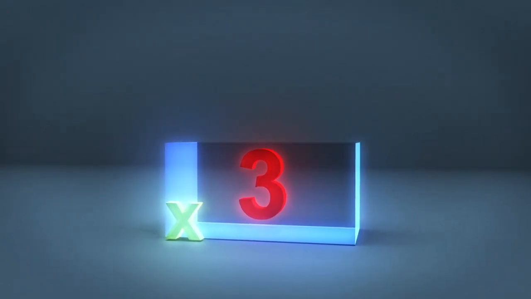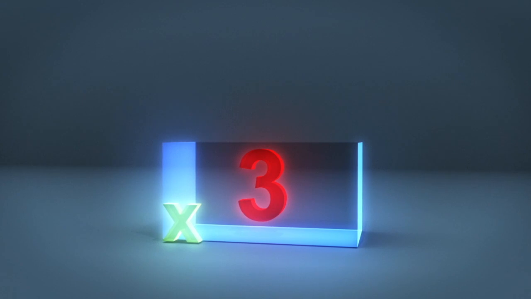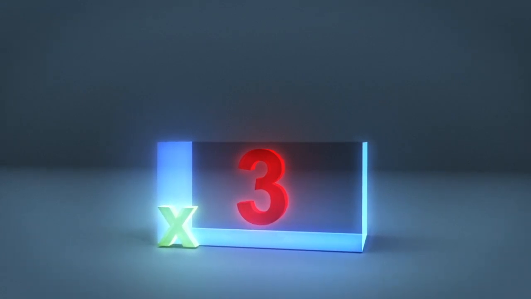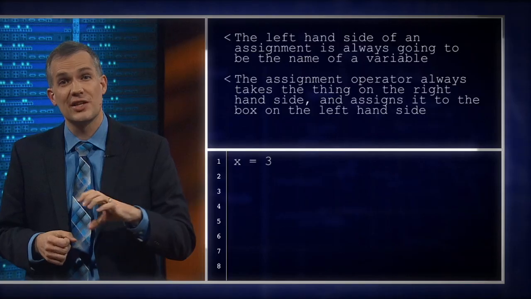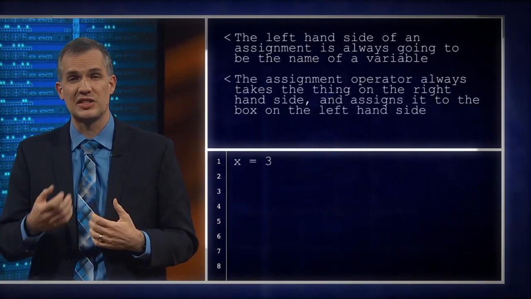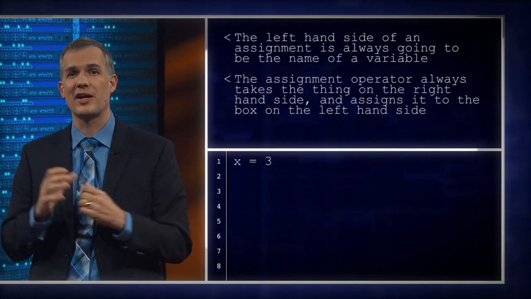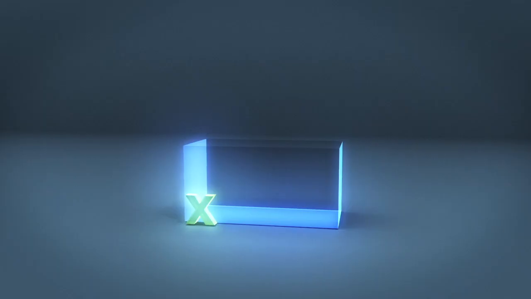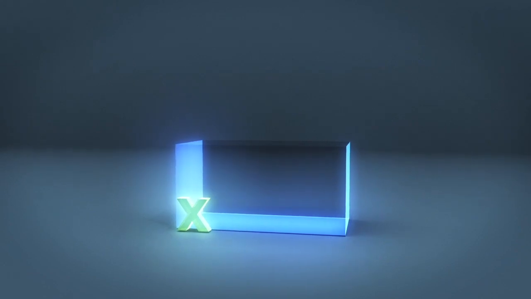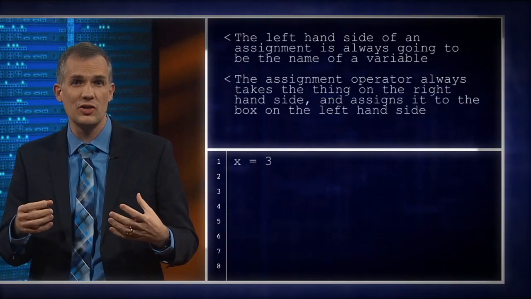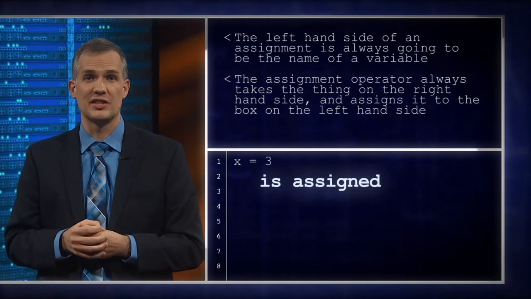Now, to be clear, this does not mean that x is now and forevermore equal to that thing on the right-hand side, the 3. This convention of using the equal sign to mean assignment is pretty widespread across computer languages, going all the way back to Fortran. All this means is that the variable x has been assigned the value 3. If it helps, you can use the words "is assigned" when you see this equal sign.